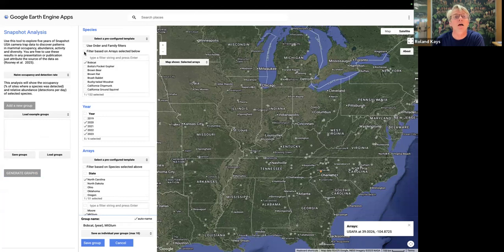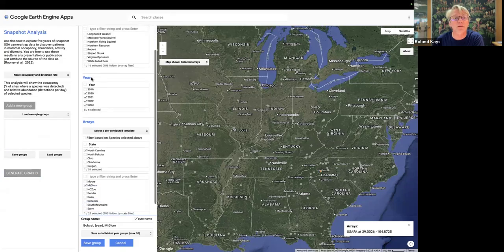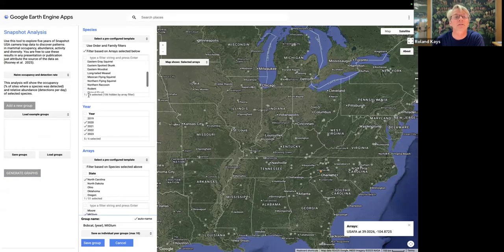But if you click this, filter based on arrays selected below, now it's only showing you the species that were present at Mount Glum. And it's 16 of them. Now on the graphs, you can only make 10 categories at a time. Limited here, it tells you max 10. Oh, and we're going to switch this to individual species groups, but it's still max 10.